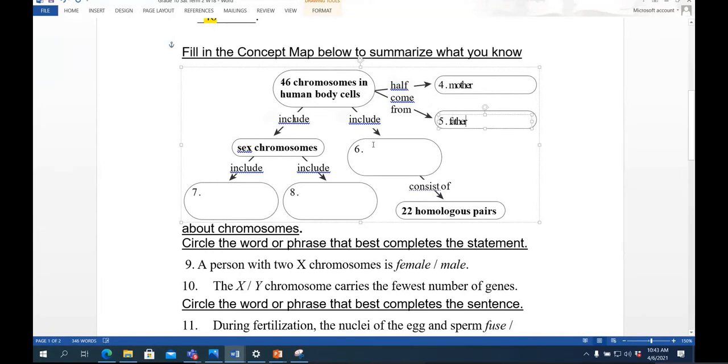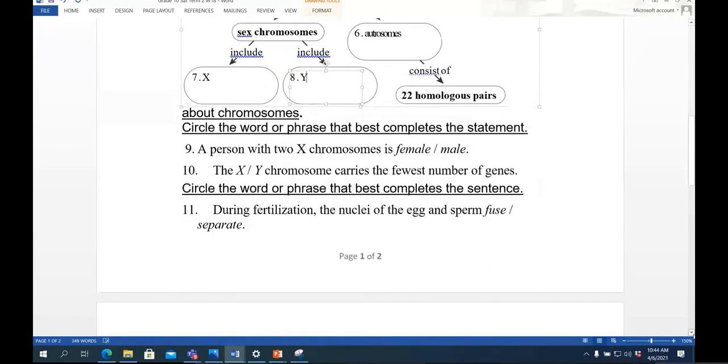Okay. After that, the 46 chromosomes in human body cells include the sex chromosomes, and what are the other chromosomes? Layan, number 6. And the autosomes. Autosomes. Perfect. Very good. Lana, could you please answer? Sex chromosomes include number 7. What are the names of the sex chromosomes? X and Y. Perfect. It is X and Y. And autosomes, they consist of 22 homologous pairs. All right, ladies. So these are the answers to this concept map.